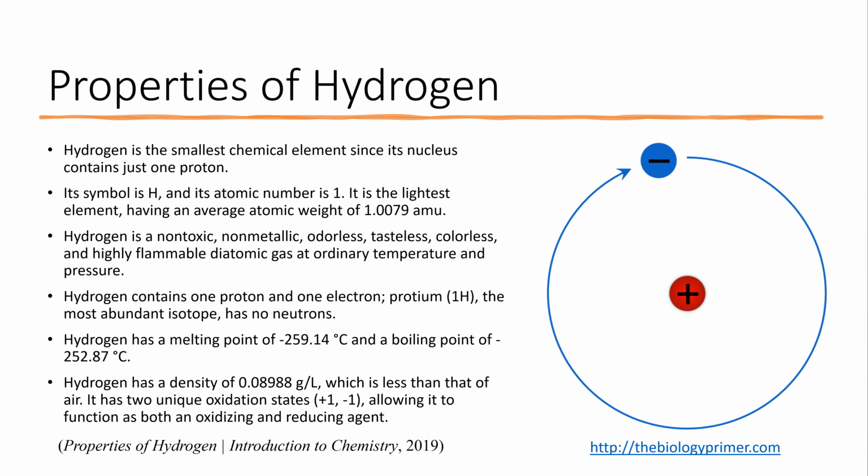Hydrogen has a melting point of negative 259.14 degrees Celsius and a boiling point of negative 252.87 degrees Celsius. Hydrogen has a density of 0.08998 grams per liter, which is less than that of air. It also has two unique oxidation states, being positive one and negative one, allowing it to function as both an oxidizing and reducing agent.